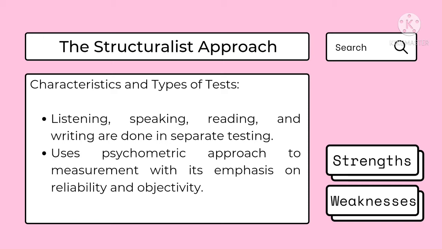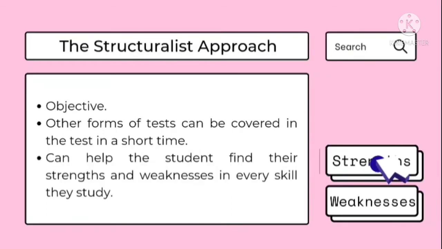The structuralist approach uses the psychometric approach to measurement, with its emphasis on reliability and objectivity forming an integral part of structuralist testing. The psychometric approach to studying intelligence involves obtaining scores from many people on a variety of tests.